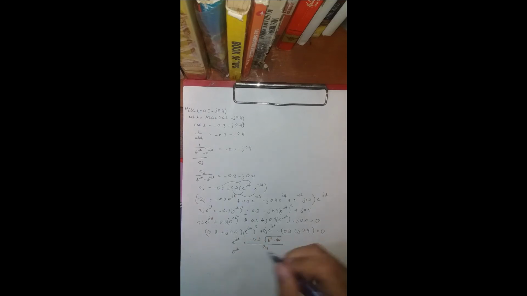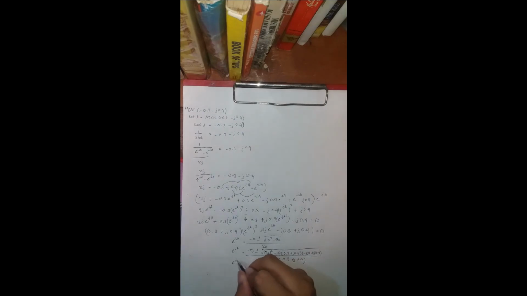So e to the ja equal to, your b is just negative 2j plus minus square root of b, so it's 2j squared minus 4 times your a, which is 0.3 plus j 0.4, times your c, which is negative also, negative of 0.3 plus j 0.4, all over 2 times 0.3 plus j 0.4. Okay, so we can simplify further.